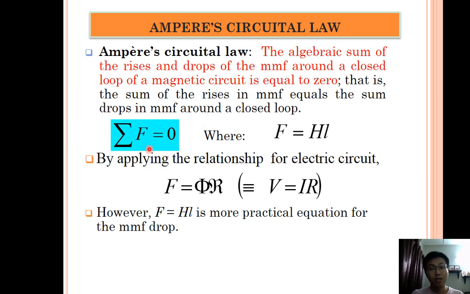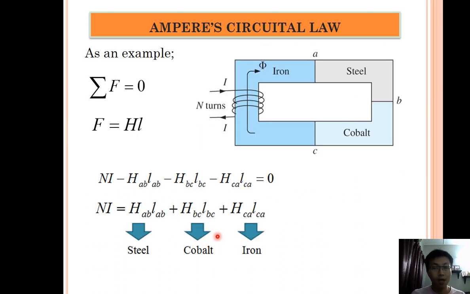So putting in the mathematics, the summation of the force must equal 0, where F equals HL. By applying the relationship for an electric circuit, F equals IR. However, F equals HL is the more practical equation for the MMF drop. For example, total F must be 0, where F equals HL.